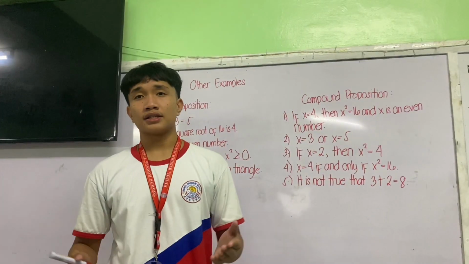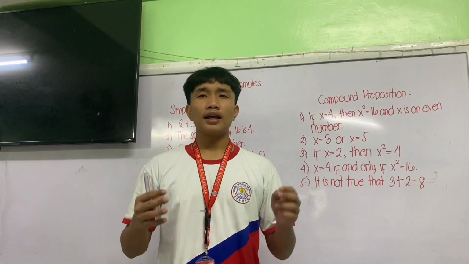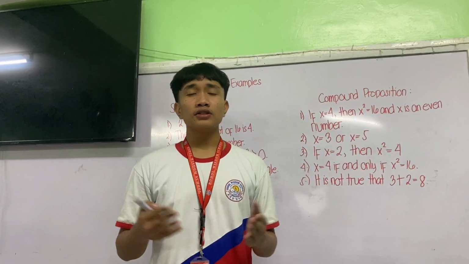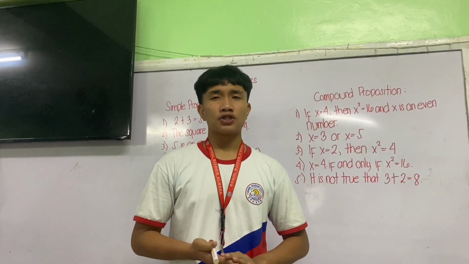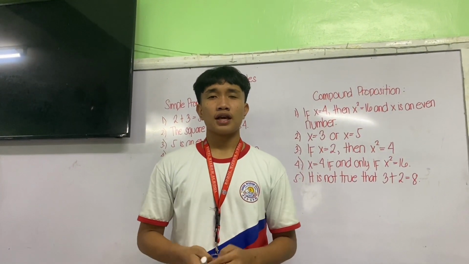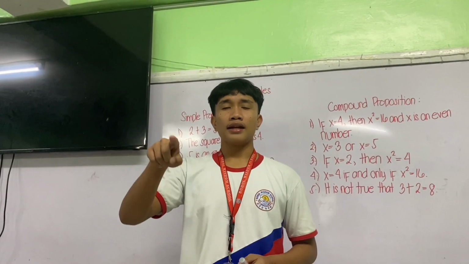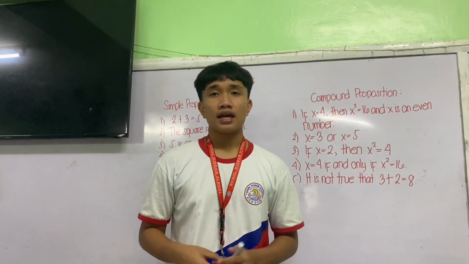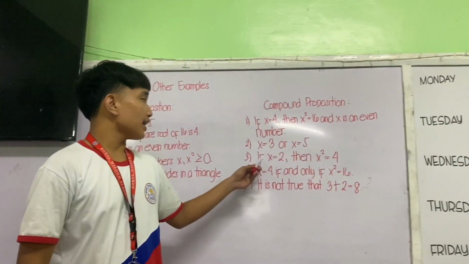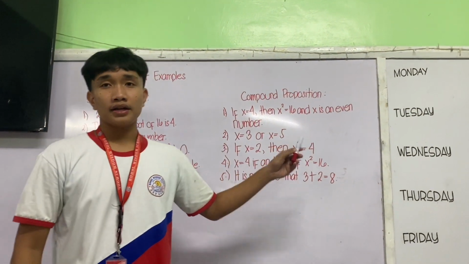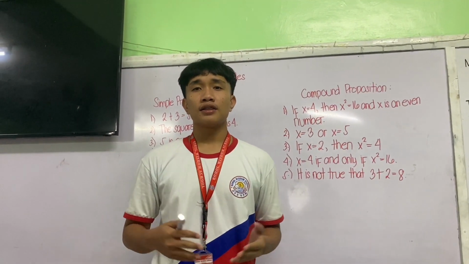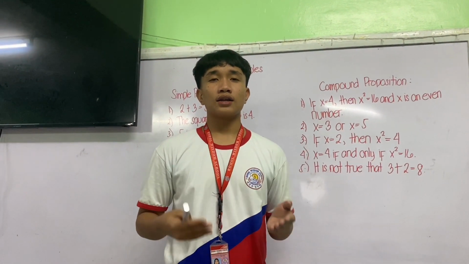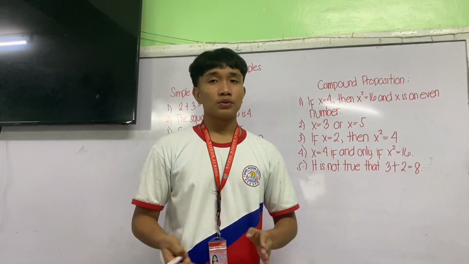So the next one is conditional, or 'if then'. A conditional statement is true unless the first part is true and the second part is false. The symbol is →, and it is read as 'implies'. Example 1: if x equals 2, then x squared equals 4. The truth value is true, and the explanation is, this is true because when x equals 2, squaring 2 gives us 4, which is correct.